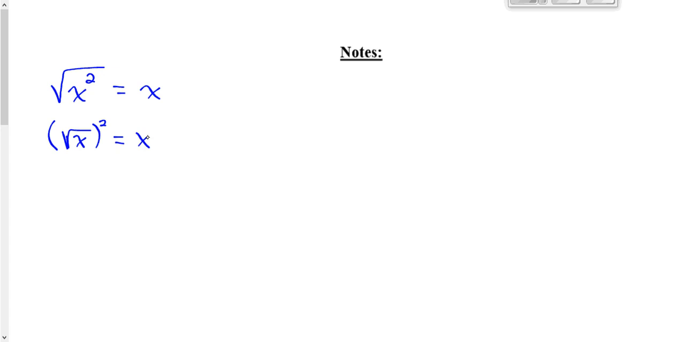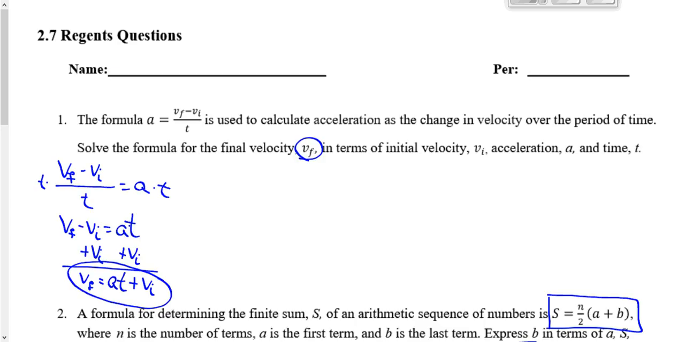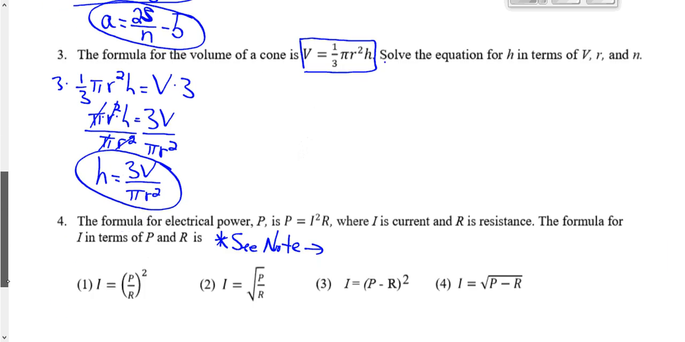So squaring and square root are inverses of each other. They undo one another, just like multiplication and division undo each other. Okay? No big deal. We got that? So if you're solving something, right, and you end up getting x squared equals blah, blah, blah, you just take the square root of both sides. All right? Let's go back over here, down to number 4.